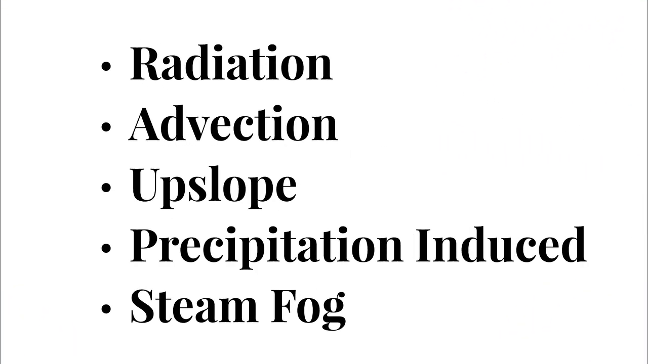The first one we're going to discuss is radiation fog. And radiation fog comes from the cooling of the Earth, especially at night. When the sun has gone away, it has stopped heating the Earth, and now the Earth is giving up its heat. And as it gives up that heat, it starts to cool.